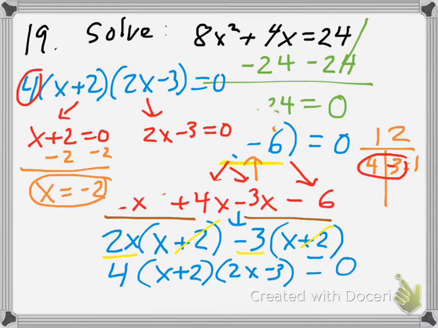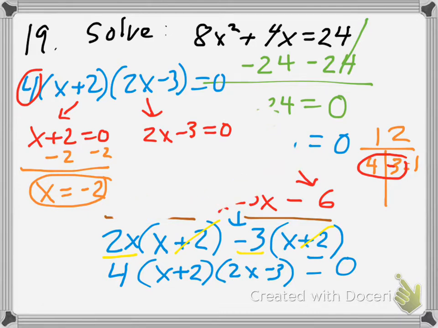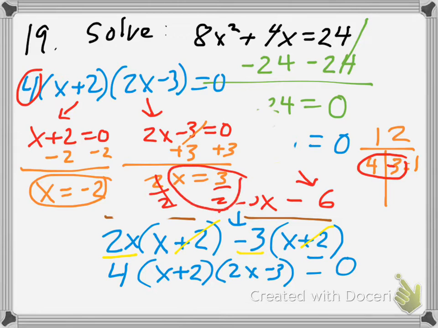My second, let me erase a little bit more here. My second equation, if I use inverse operations, add 3 to both sides, I get 2x equals 3. One more step in order to get x alone. Divide by 2. So my second solution here is 3 halves. So my two solutions are negative 2 and 3 halves.